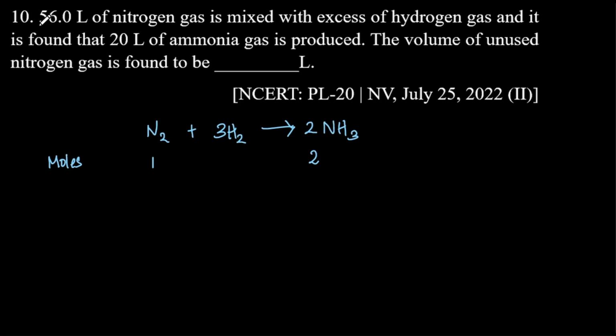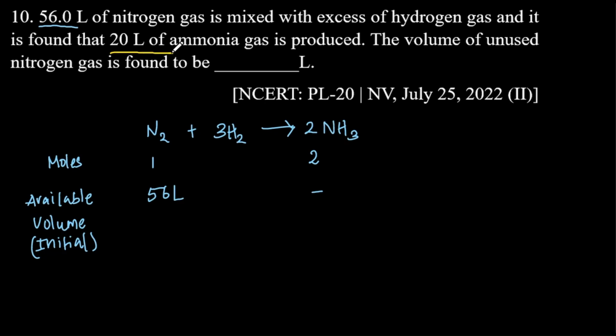Now in the question, 56 liters of nitrogen gas is given. So this is the available volume. Available volume of N2 is 56 liter. So this is the initial state. We know that initially only reactants are present and products are not even formed. So ammonia is not present initially. So in the question they are telling that after the reaction completed, 20 liter of ammonia is formed. So this is the final volume.